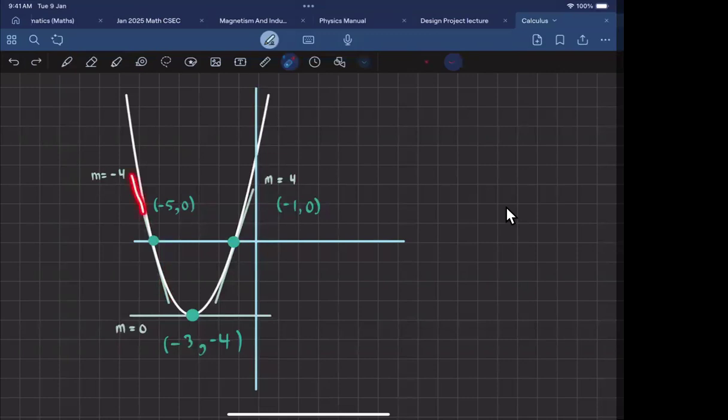So the line is what actually has the gradient. The tangent is what actually has the gradient. That's why you see me draw the line and put the tangent and put the gradient right next to it. So do that as well.